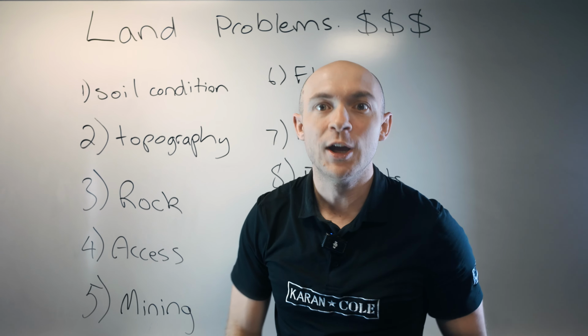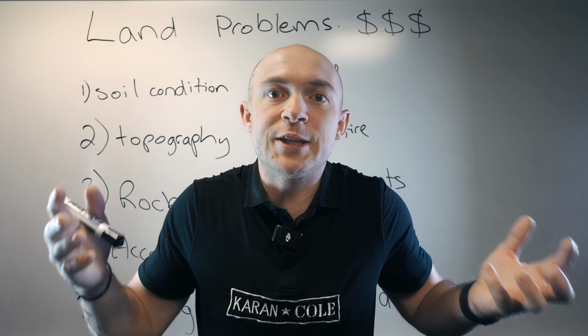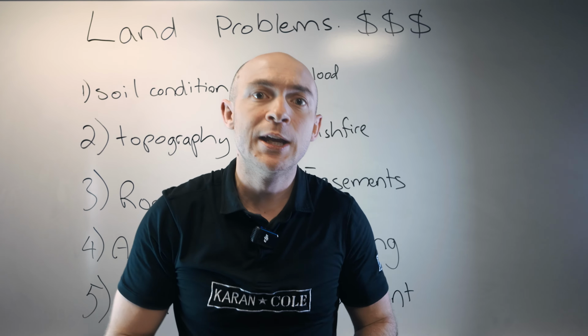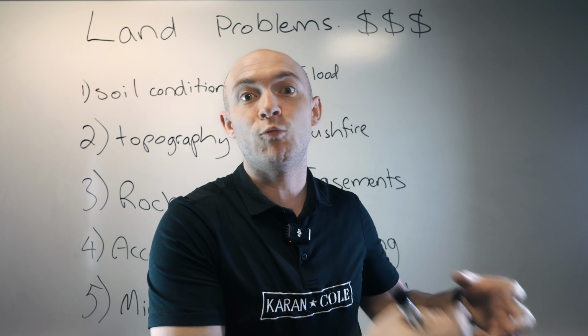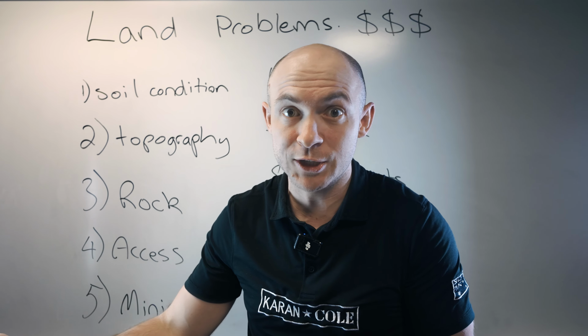Number three is rock. Rock is a massive one for a lot of builders and for a lot of people. Because you can't physically know and you can't test every single square meter of your block of land, you might hit a rock during construction. Now, some builders fix their price and will take that on board. Some builders don't, and if they hit rock on site, they're going to charge the client.